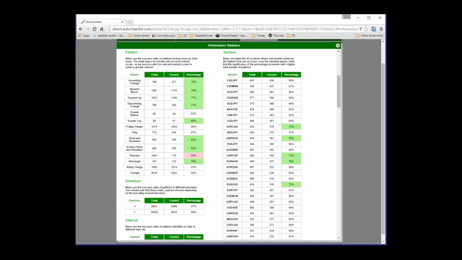Channel ups have been really good performers. Channel downs have been really good performers. Pennant is always just an absolutely terrible performer. I'm not sure why. Poor pennant. Okay.